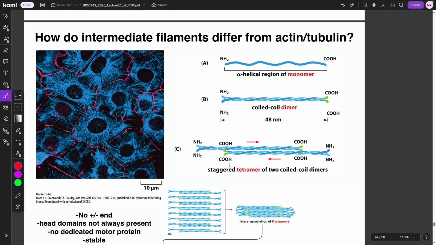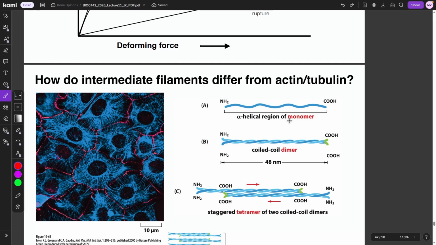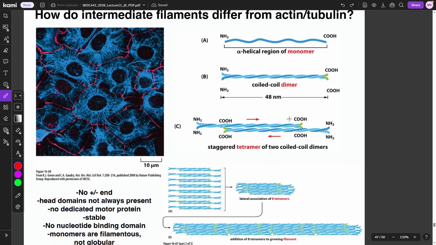Alright. So how do intermediate filaments differ from actin and tubulin? The reason that they differ is that the monomer in this case is actually just this strip, right? Basically what you do is you take two of these alpha helical monomers and you combine them. Then you take a bunch of them and you layer them on top of each other. So there's no plus ends or minus ends with these guys.